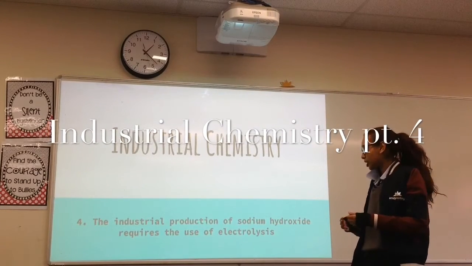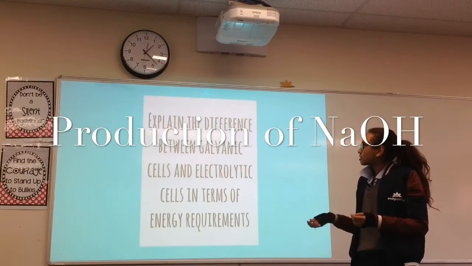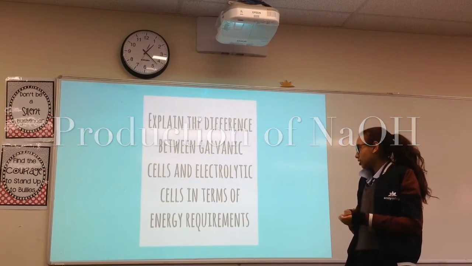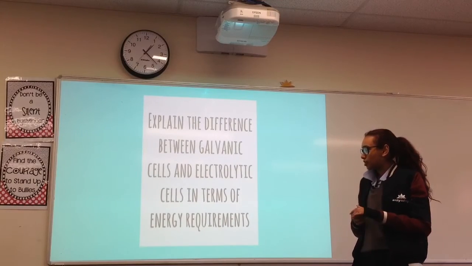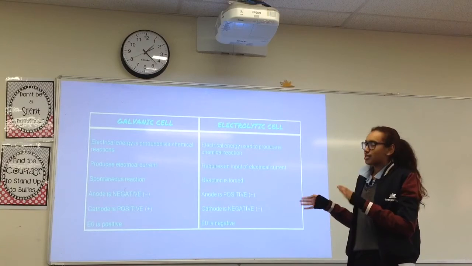Hi, I'm doing the module Industrial Chemistry, focus point 4, which is that the industrial production of sodium hydroxide requires the use of electrolysis. First up is explain the difference between galvanic cells and electrolytic cells in terms of energy requirements. And so there's just a table of comparison.